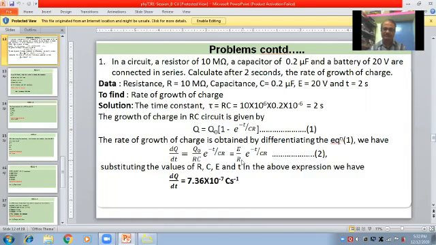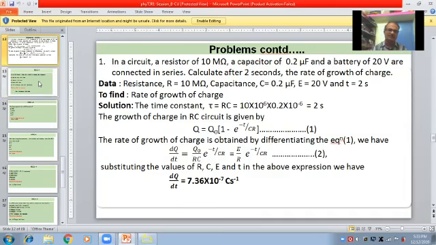This is equal to E upon R, because Q naught by C is E, the EMF of the battery. So Q naught by C you are replacing with E, it is E by R into e to the power minus t upon CR. Substituting the values of R, C, E and t in our equation, we get dq by dt is equal to 7.36 into 10 to the power minus 7 coulomb per second. So this is the rate of growth of charge in a capacitor.